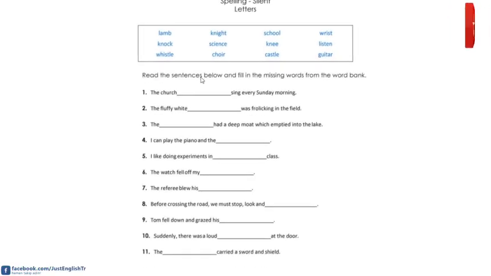Okay, for number nine, Tom fell down and grazed his what? Maybe a part of the body. So part of the body, as you see from the word box. So we have a word bank. We have to choose the correct answer.